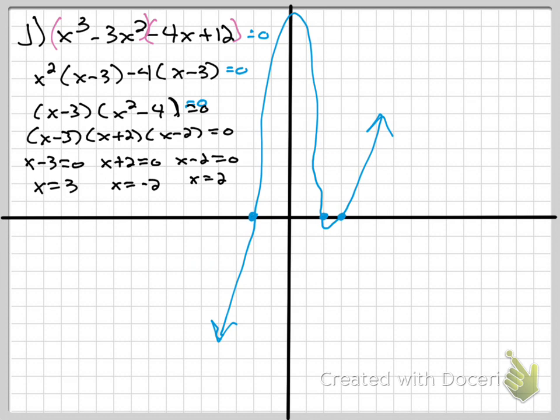So remember, you can always throw that in the calculator there to look at the general shape and get your zeros down, and you'll be pretty close there, okay?